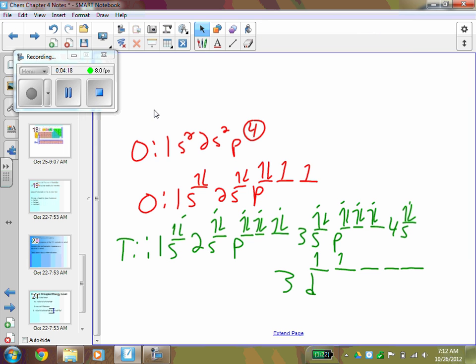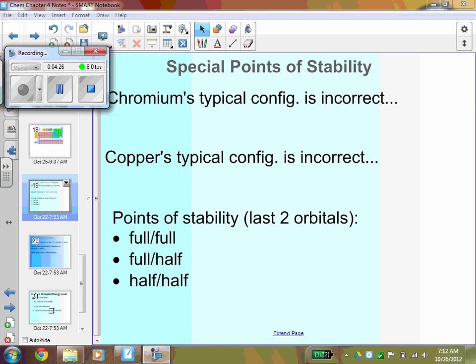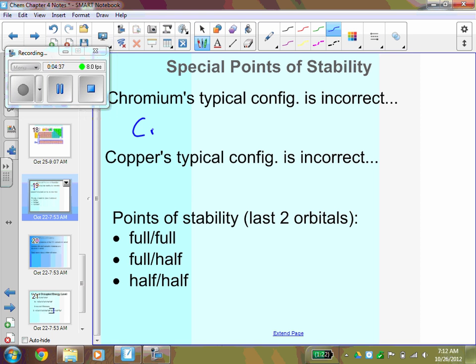Anyway, that's that. Now, next thing we have to take a look at is some special points of stability. Now, we know that we're going to use chromium and copper's typical configuration. However, it is incorrect. So what I want to do is touch on this for a second. So chromium is 1s2, 2s2, 2p6, 3s2, 3p6, 4s2, 3d4. Now, if you take a look at the last 2 sublevels, 4s is completely full, and d is really nothing special, but it's almost half full.